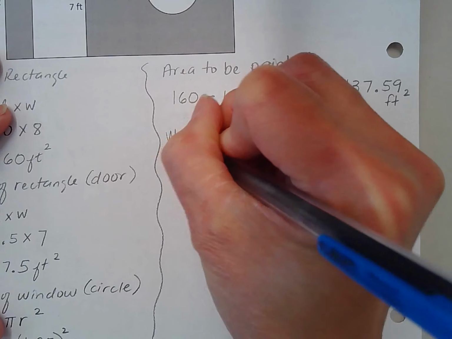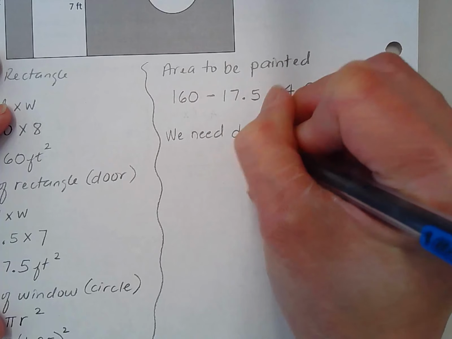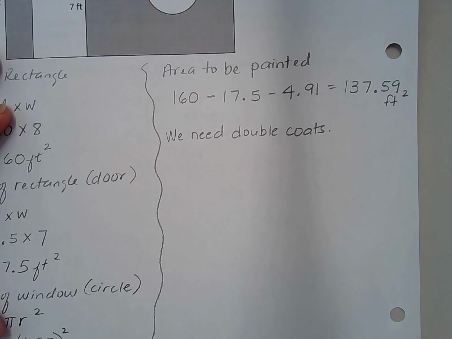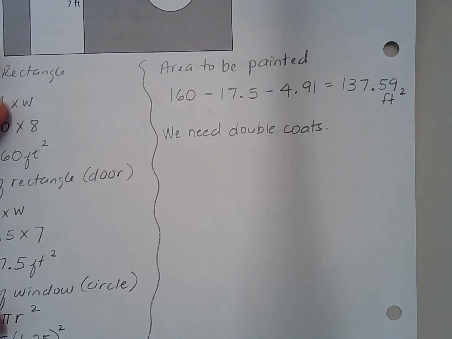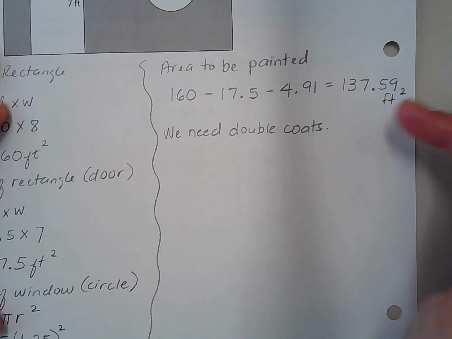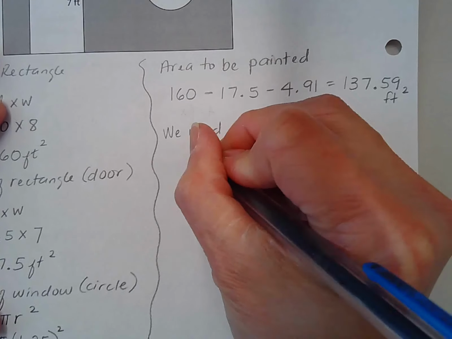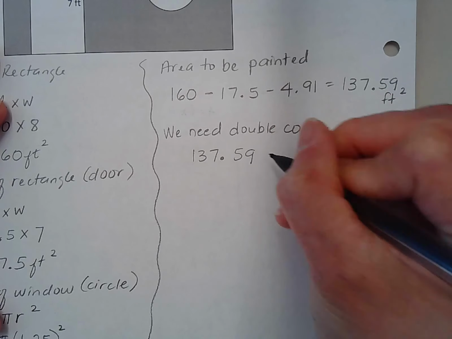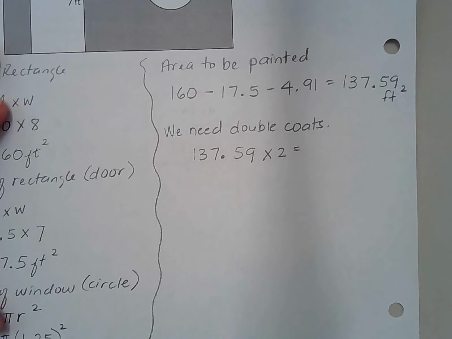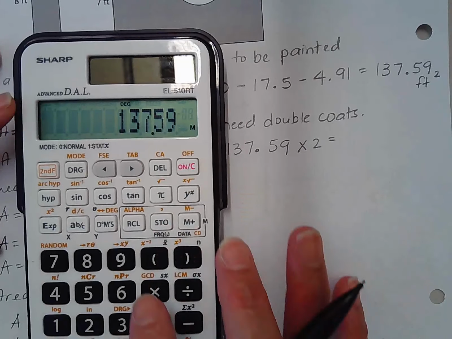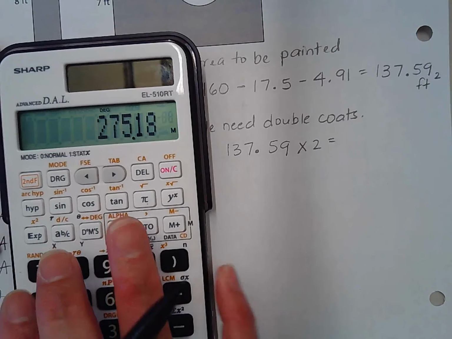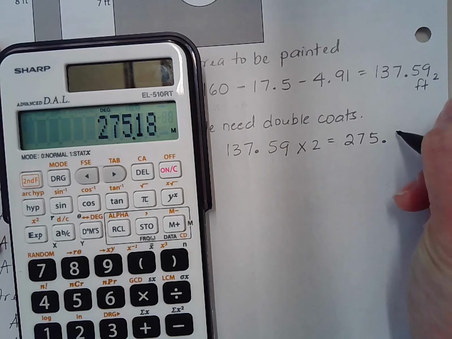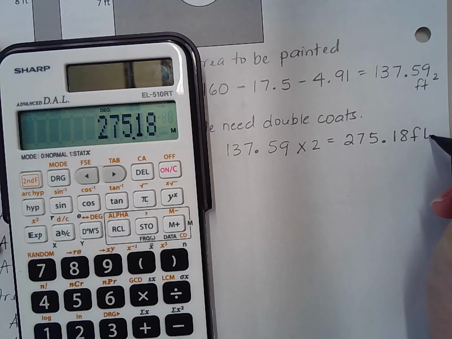Now we need double coats. So how can we do the double coats? Times 2, as if we're painting 2 walls, right? So 137.59 times 2. So now this is going to be 275.18 square feet.